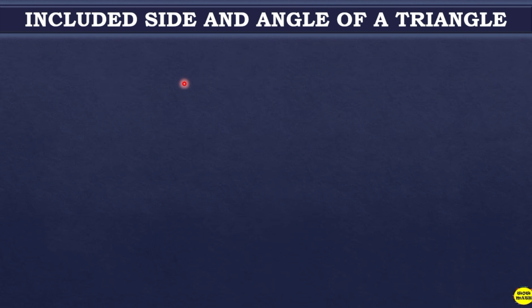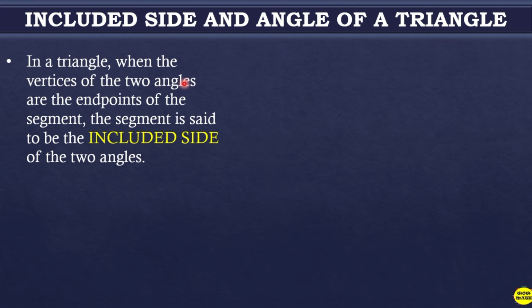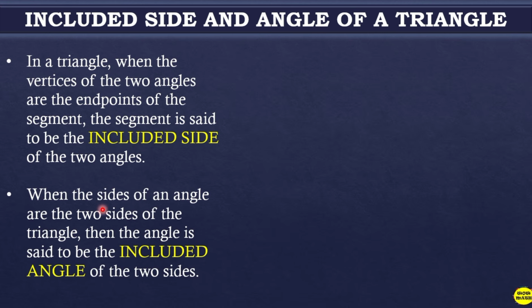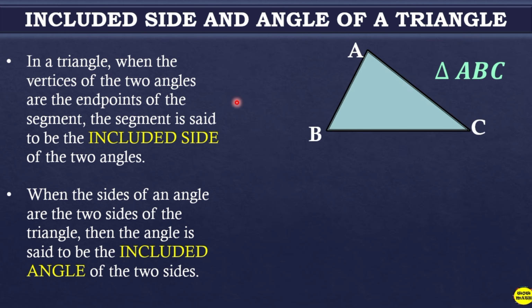Next, let's talk about the included side and the included angle of a triangle. So, pag sinabi nating included side and included angle of a triangle, included side, ito yung when the vertices of the two angles are the endpoints of the segment. So, ang tawag natin doon, included side. And then, when the sides of an angle are the two sides of the triangle, then the angle is said to be the included angle of the two sides. Okay? Parang ang haba, no, kung iintindihin natin. So, punta tayo sa example kasi mas madaling maintindihan kapag may example.